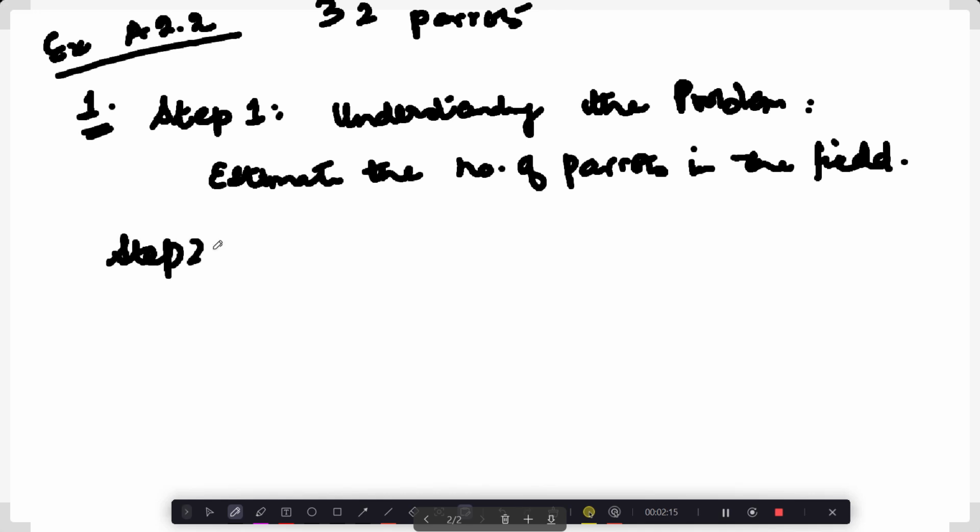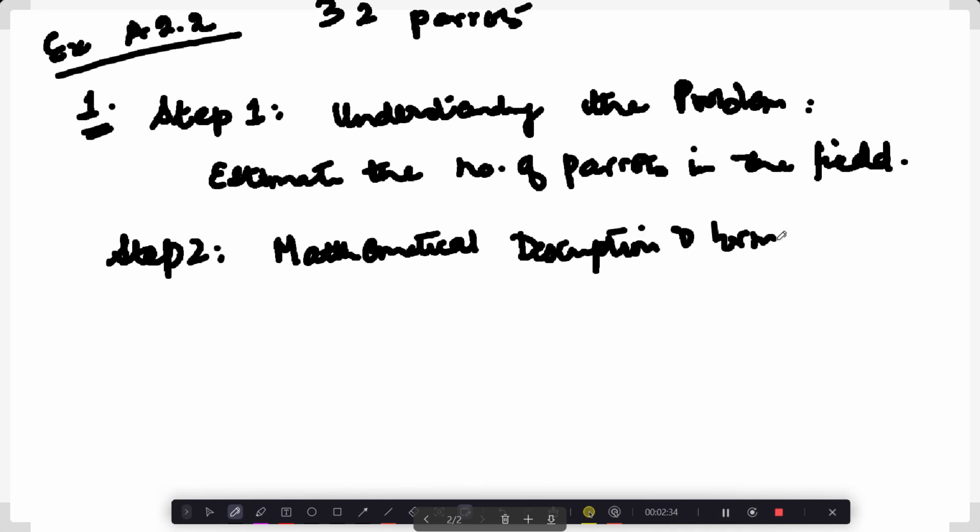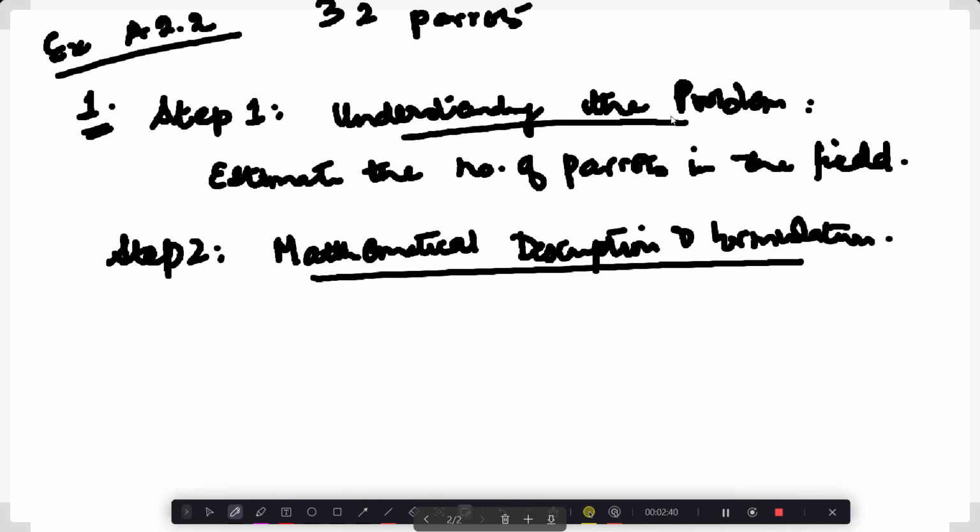Step 2. I guess in this question they have written the same thing: show the different stages of the mathematical model, right? Next is mathematical description. That is step 2, mathematical description and formulation. Now what did they tell us here? Of the parrots, 32 were ringed and then set free.